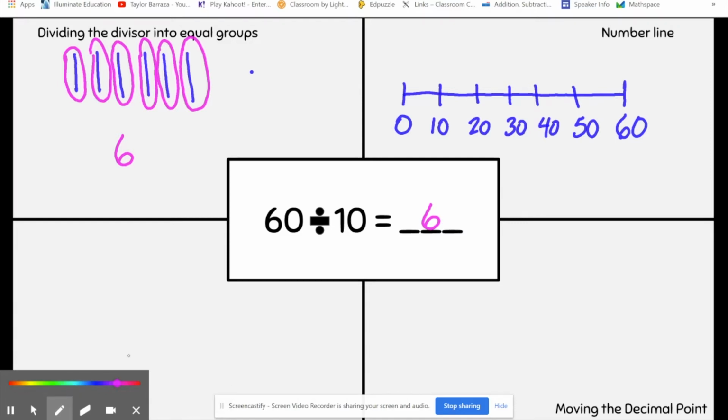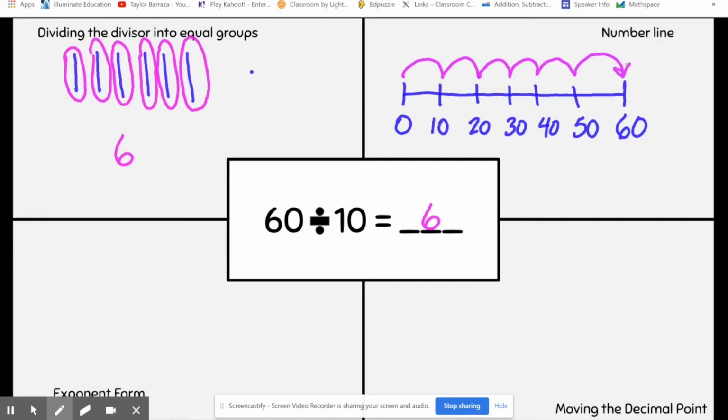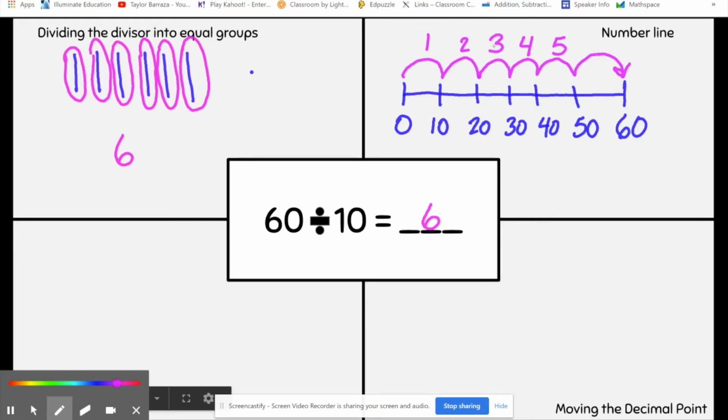In order to check if I was correct on my answer, I'm going to see how many times this number line can be divided if I show tens. I can check this by showing the amount of times it takes to skip count until I reach 60. My number line strategy also shows me that my answer should be 6.